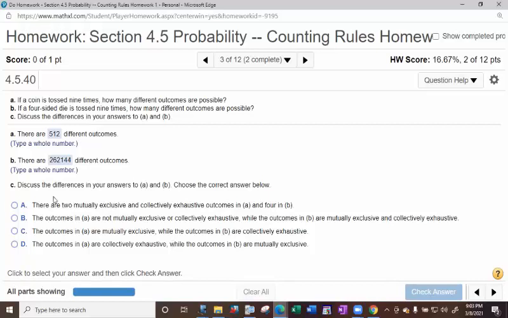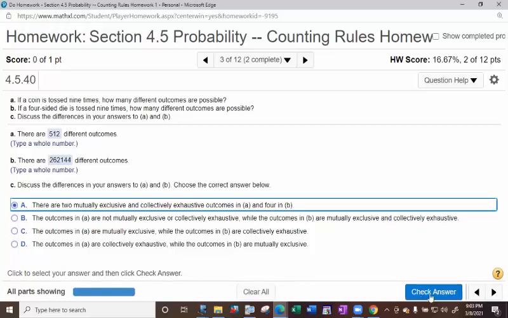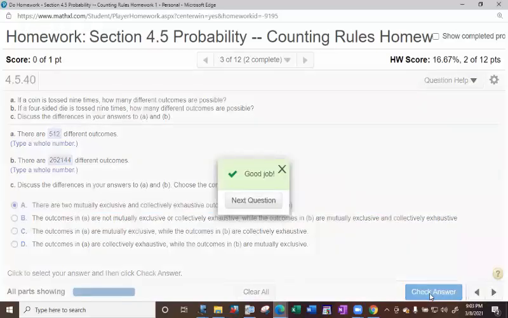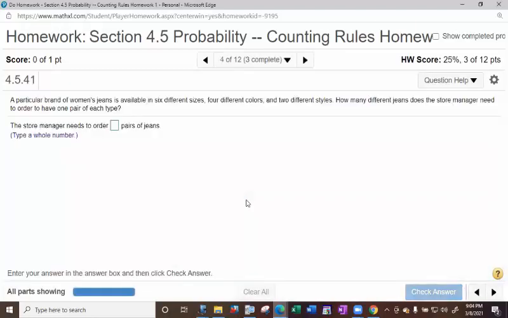I'm going to go with A, because it's telling you. Okay. Yeah, there's 2 mutually exclusive outcomes, heads and tails, on the first one. But yeah, they need to work together, because I knew that they weren't going to be different. They're both mutually exclusive, and they're both collectively exhaustive. All right, well, whatever. Okay.